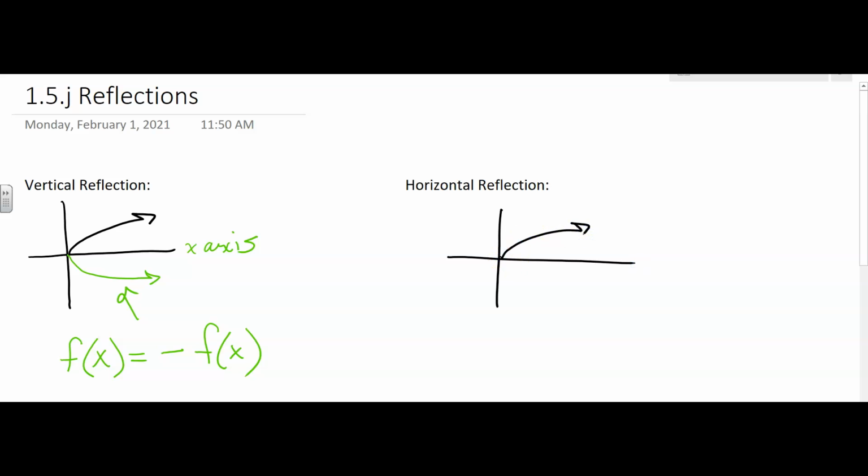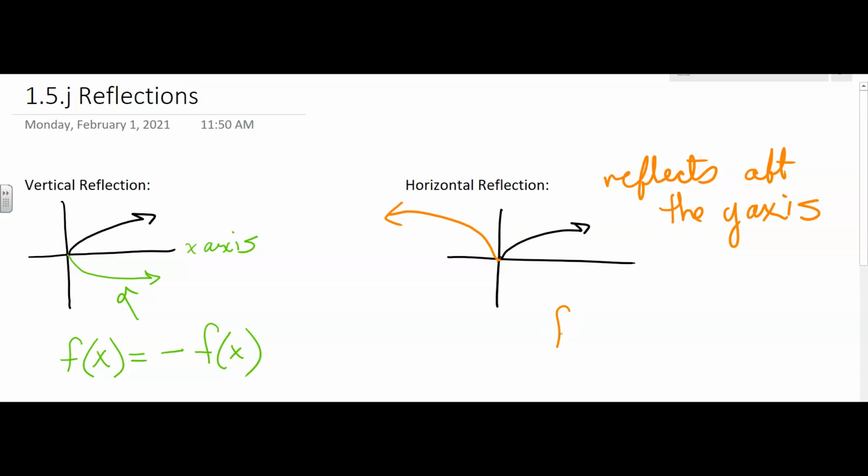this. A horizontal reflection would go like this. It would reflect, well, it's supposed to be the same shape. Pretend like it's the same shape. But it reflects about the y-axis. Okay? And that looks like this.